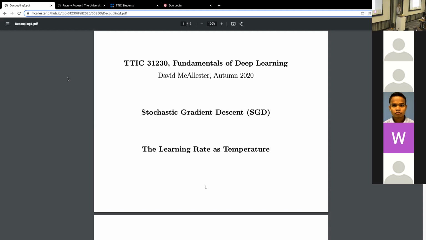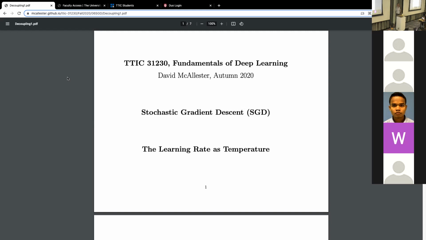Just for clarification, I'm using learning rate and temperature interchangeably, and I'm not entirely sure I understand why. Yeah, so by temperature, I mean: when you run your SGD with whatever your hyperparameters are, you converge to some loss.